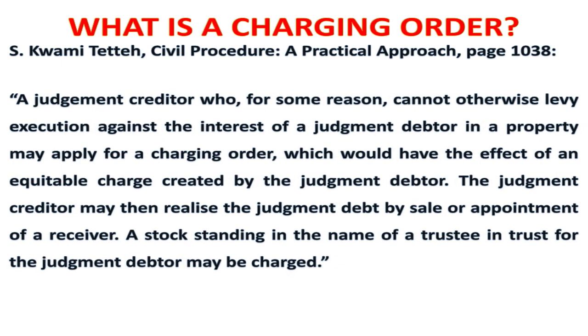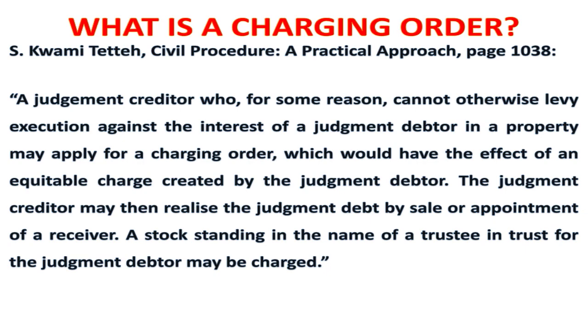So if you look at page 1036, it provides as follows. A judgment creditor who for some reason cannot otherwise levy execution against the interest of a judgment debtor in a property may apply for a charging order, which would have the effect of an equitable charge created by the judgment debtor. The judgment creditor may then realize the judgment debt by sale or appointment of a receiver. A stock standing in the name of a trustee in trust for the judgment debtor may be charged.